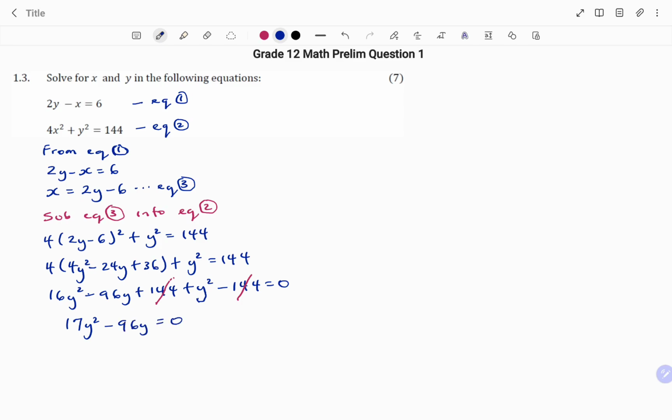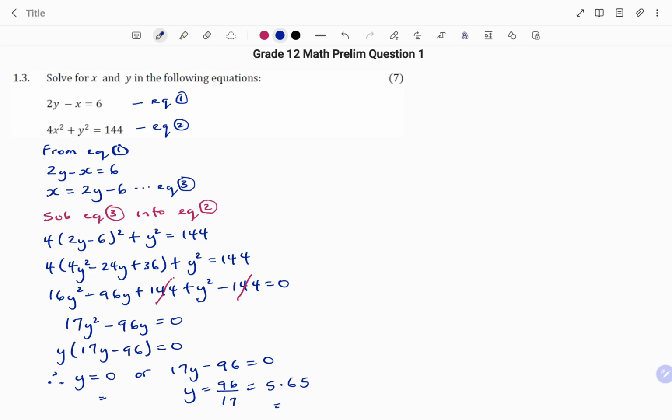And if I factorize, I have y times (17y minus 96) equals 0. Therefore, I have y equals 0, or 17y minus 96 equals 0. Therefore, the value of y will be 96 over 17, which is the same as 5.65 to 2 decimal places.